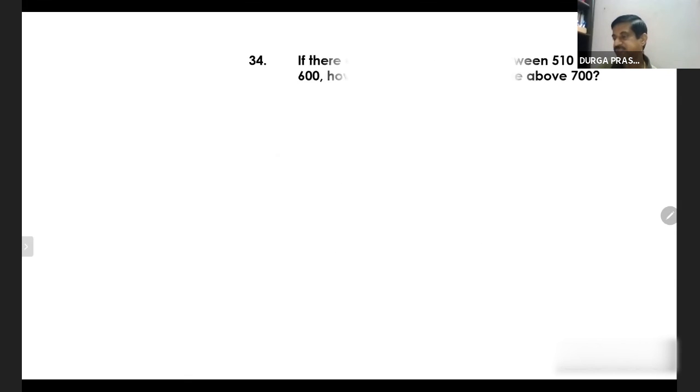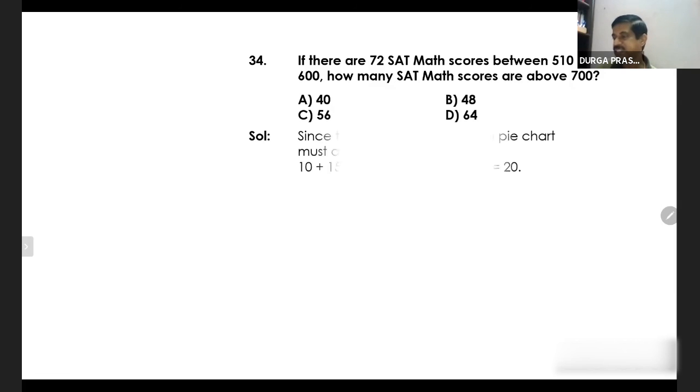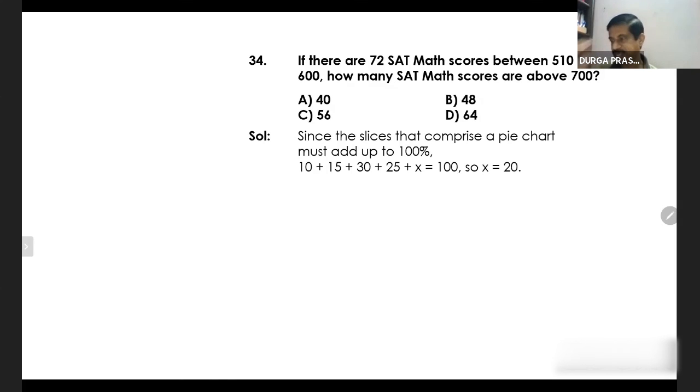He has given some information. If there are 72 SAT math students between 510 and 600, how many SAT math students scored above 700? So let us get the percentage first and what is the total number of students. Okay. So the percentages up to 700 is sum of all the things that I've given. So that is equal to 100. So it's equal to 20%.